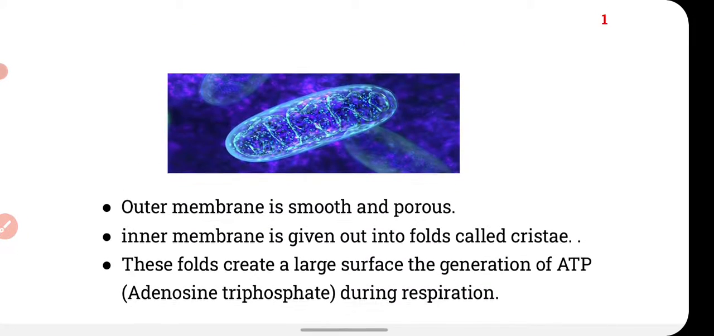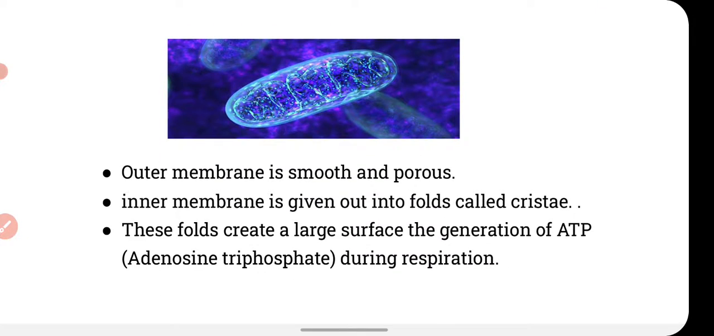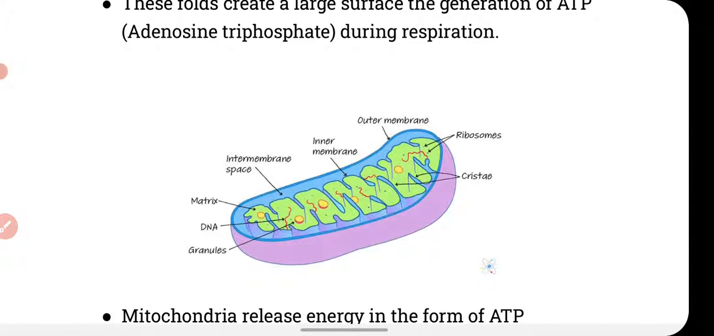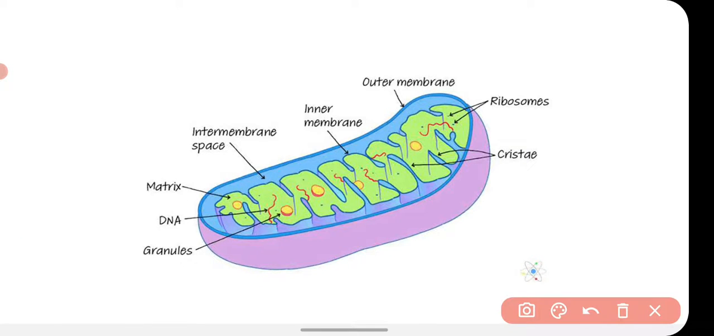जो outer membrane होती है ये smooth and porous होती है, लेकिन inner membrane जो होती है वो folded होती है. And ये जो folded part होता है उसको हम cristae बोलते हैं. Like you can see in this diagram that the outer membrane is smooth and even. The inner membrane is folded, and the folded part of the inner membrane is called cristae.